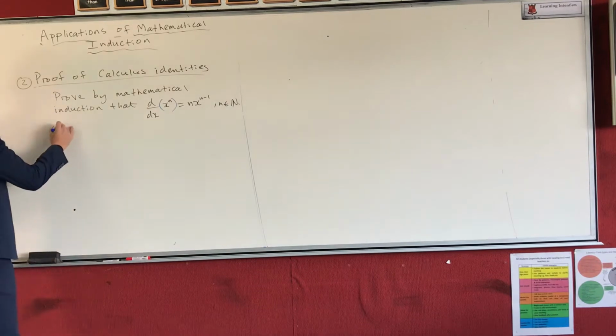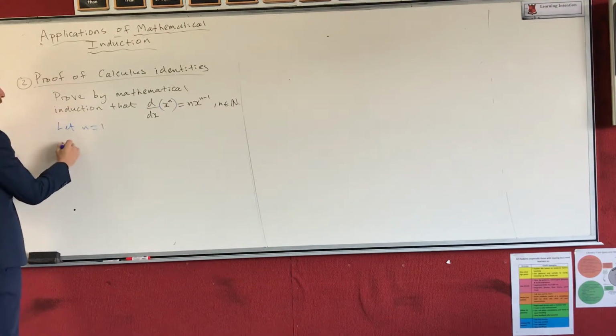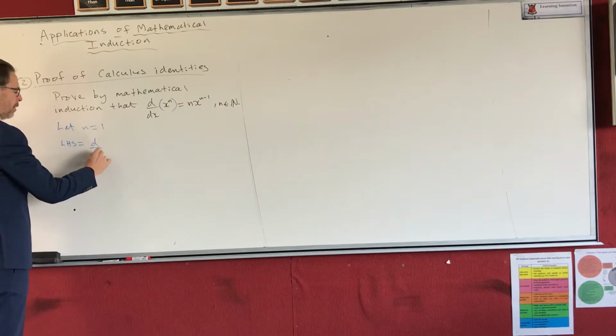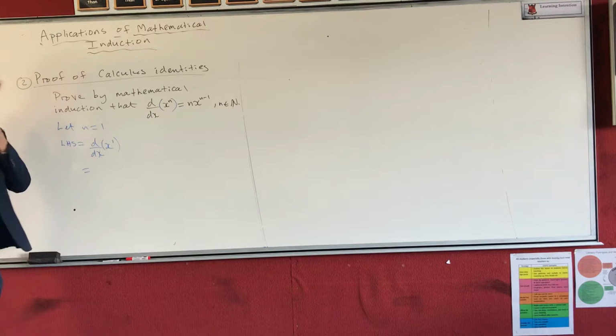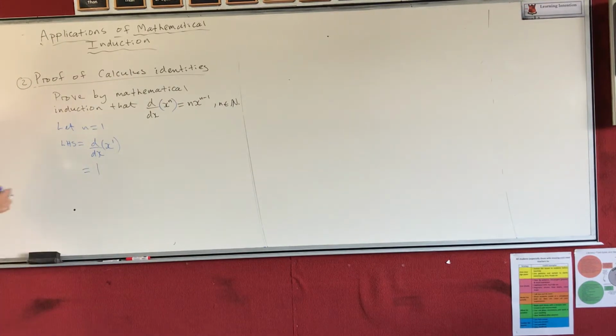So we'll start off with let n equal 1. So that's going to give us, left-hand side is d/dx of x to the 1. Okay, the derivative of x to the 1 is just 1. Right? Easy way to think about that is, there's y equals x, y equals 1x. What's its slope? It's got a slope of 1. So the derivative of that is 1.